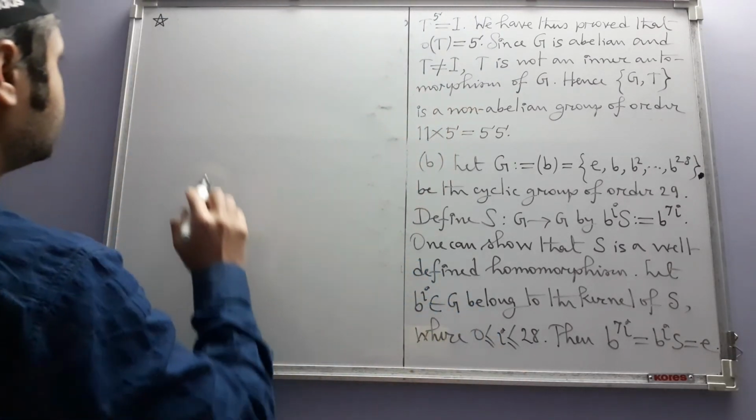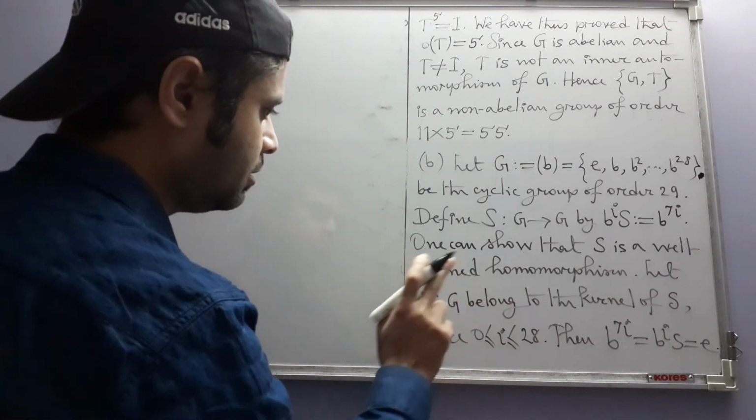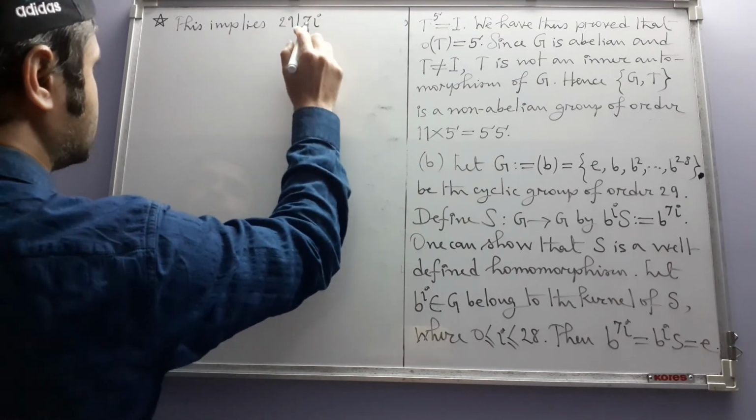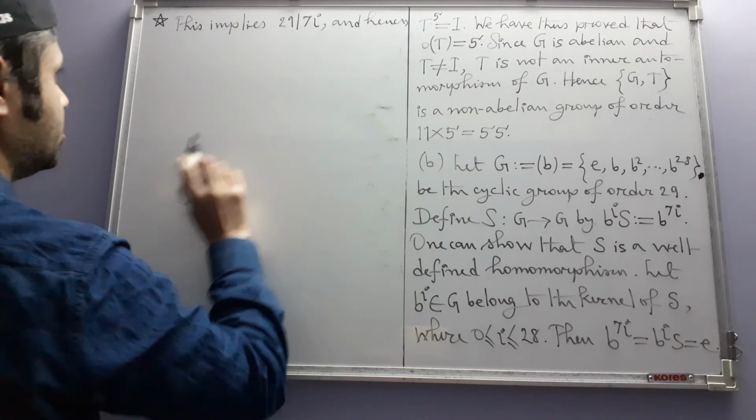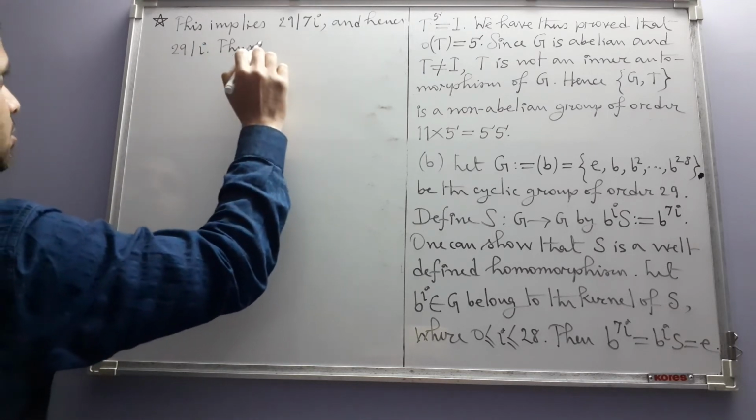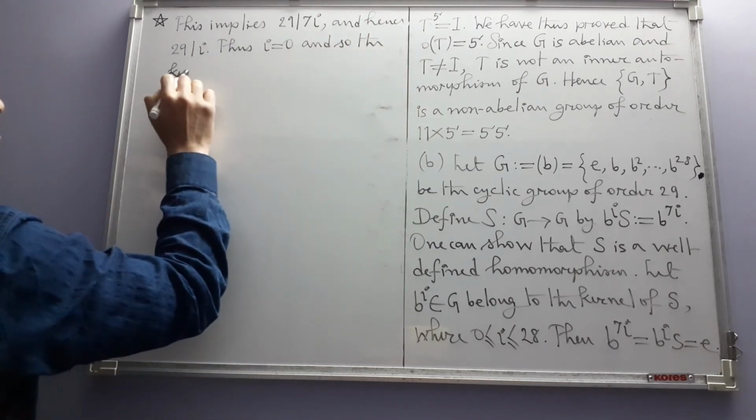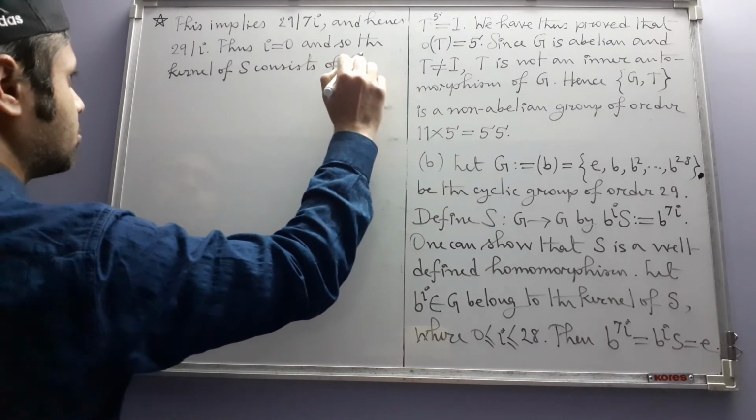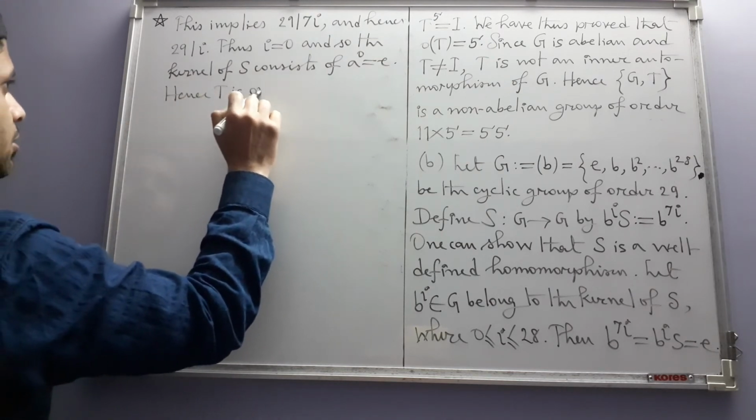Then this is equal to e. This implies the order of b divides 7i, which is 29. 29 is a prime, so it's relatively prime to 7, which is a different prime. Hence, by Euclid's lemma, 29 divides i. Thus, i must be equal to 0, and so the kernel of S consists of only the identity. Hence, S is one to one.